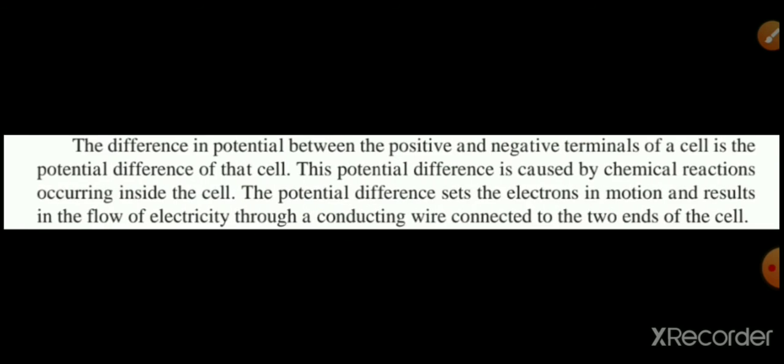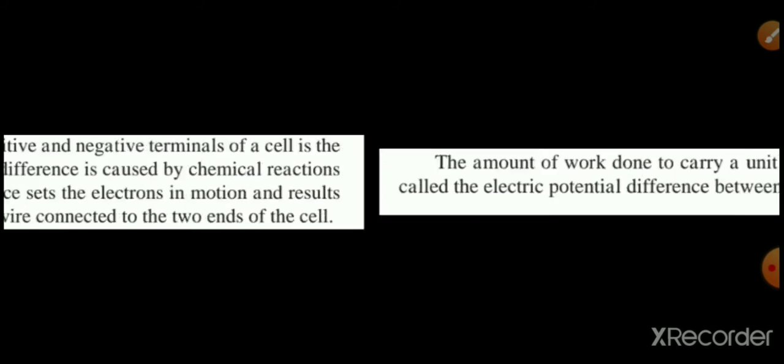Now, potential difference of the cell. The difference in potential between the positive and negative terminals of a cell is the potential difference of that cell. This potential difference is caused by chemical reaction occurring inside the cell. The potential difference sets the electrons in motion and results in the flow of electricity through the conducting wire connected to the two ends of the cell.